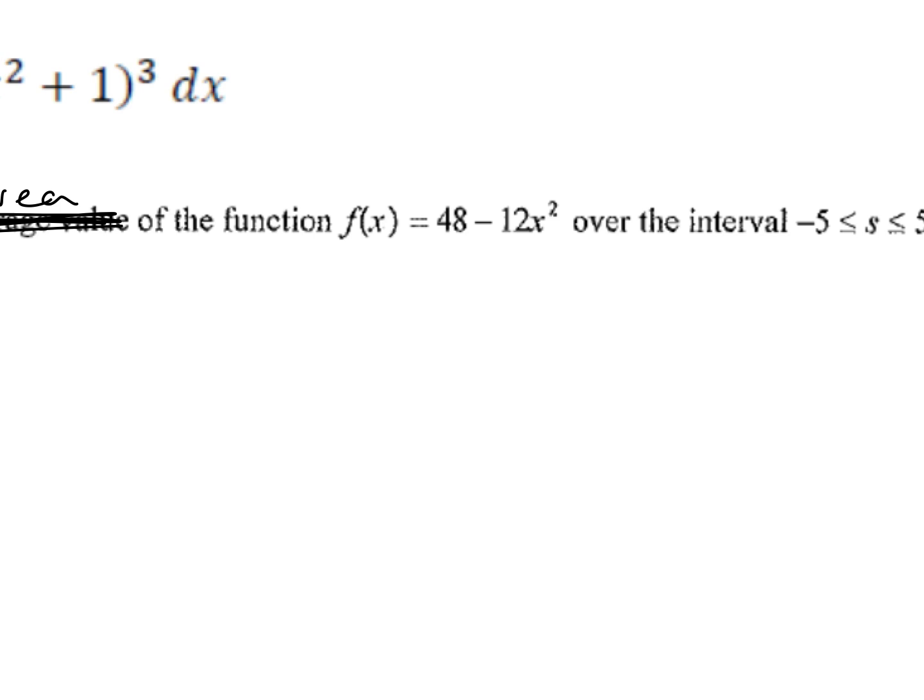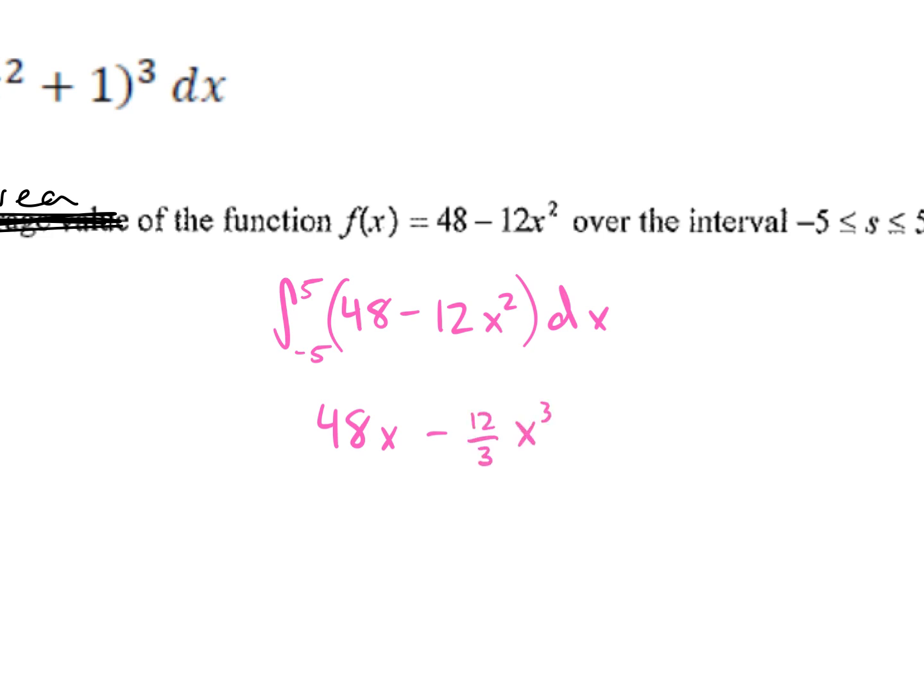Find the area of the function over the interval from -5 to 5. So when it asks us to find the area, we're just taking the integral of it. Integral is our area. So from -5 to 5, those would be our bounds. So the integral of 48 minus 12x squared dx. We have 48x minus 12x cubed over 3, which would simplify to 4x cubed.